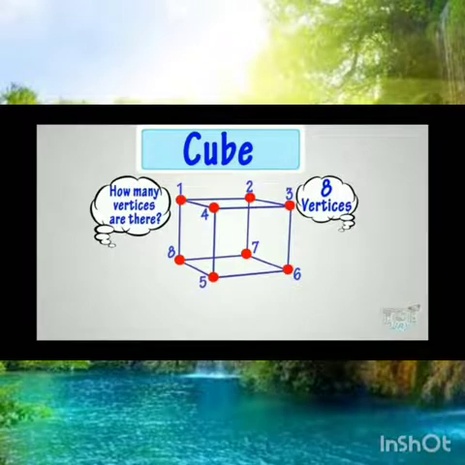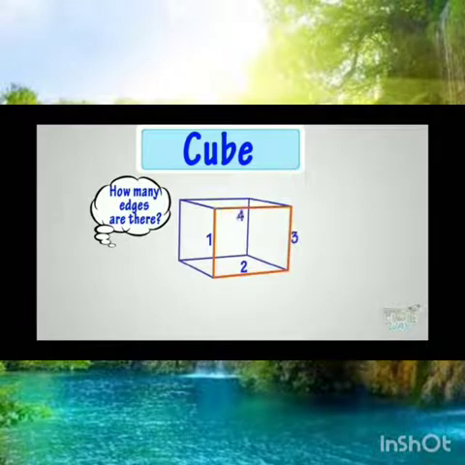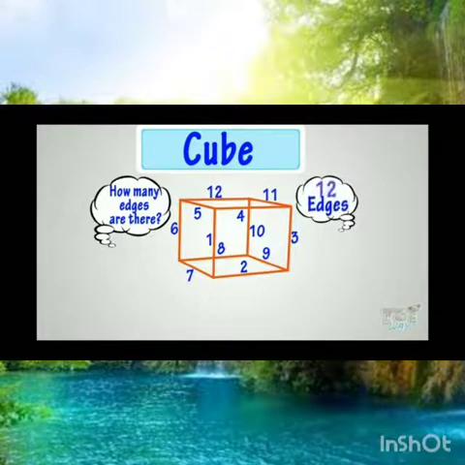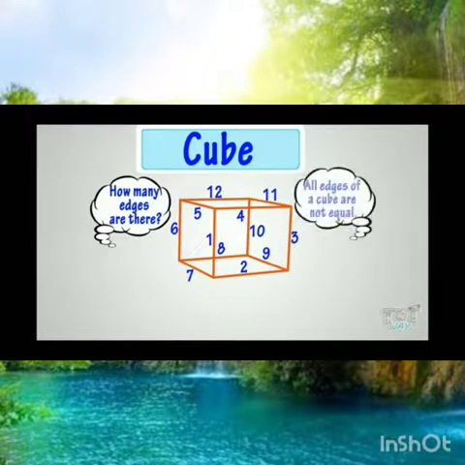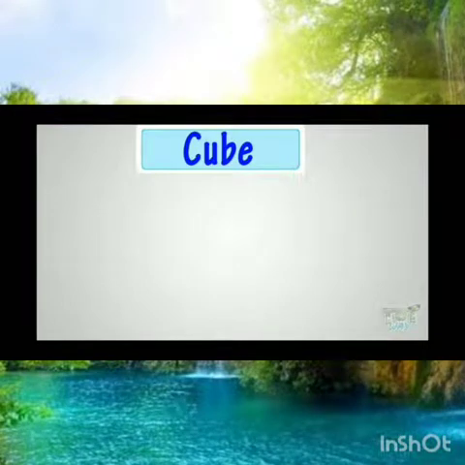Understood children? Okay. Now, how many edges are there? 1, 2, 3, 4, 5, 6, 7, 8, 9, 10, 11, 12. Yes, there are 12 edges. Two faces meet to make an edge. Understood children? Now we are going to see the faces.